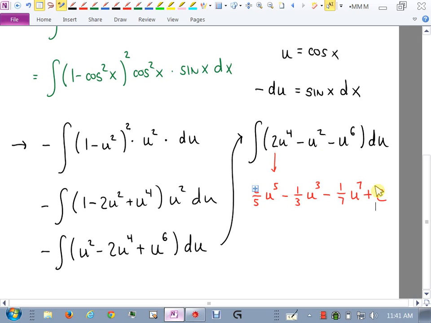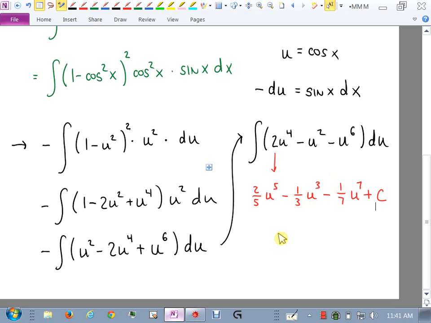I am assuming that from here to here now is trivial. And then I'm not done. Substitute u back in. So our final answer would be 2/5, u is what? Cosine to the 5th x minus 1/3 cosine to the 3rd x minus 1/7 cosine to the 7th x plus c.